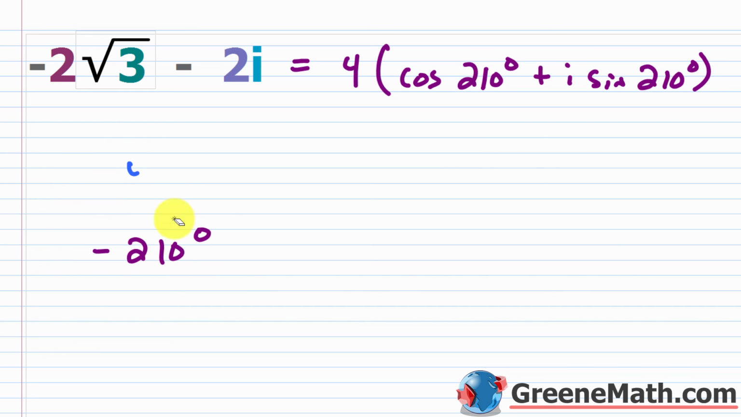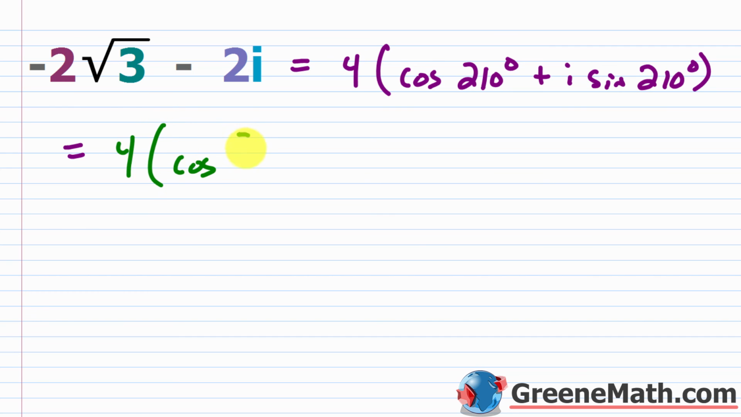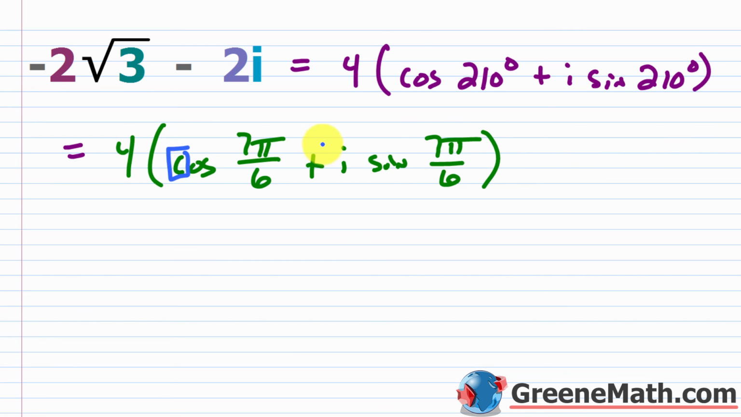Now, if you want to write this with radians or write it as an abbreviation, you can keep putting equals. So 210 degrees in terms of radians would be 7 pi over 6. So you could say this is 4 times the cosine of 7 pi over 6, plus i times the sine of 7 pi over 6. And again, one more time, this C, this i, and this S, you can use it to abbreviate.